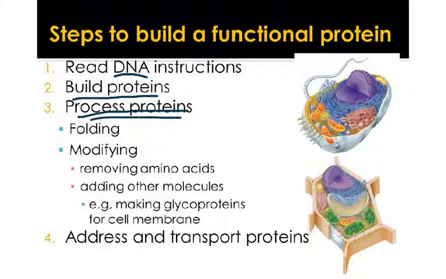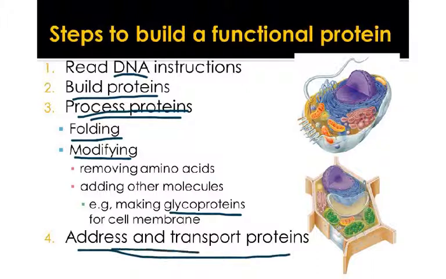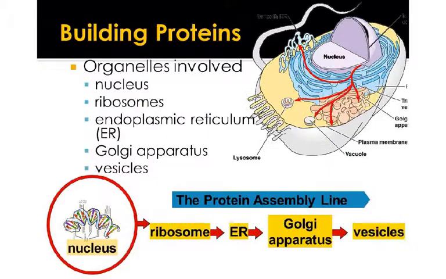There are several organelles involved in processing the proteins. That will involve folding the proteins and modifying them, removing some amino acids, and then adding in some other things to those proteins. That might include adding these things called glycoprotein tags that help the cell know where to send that particular protein. Then finally, the cell will need to address and transport those proteins wherever they need to go.